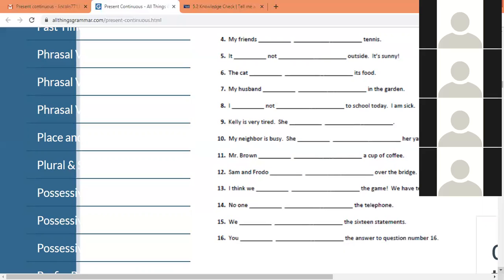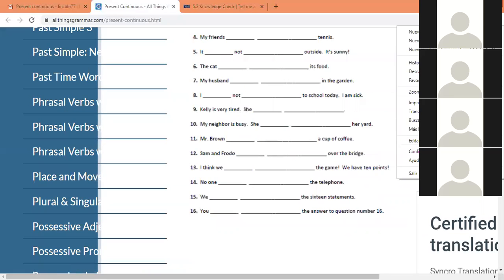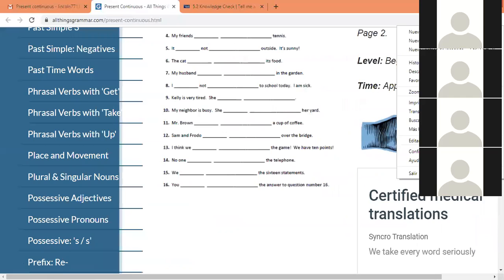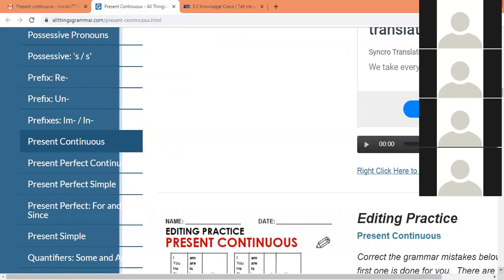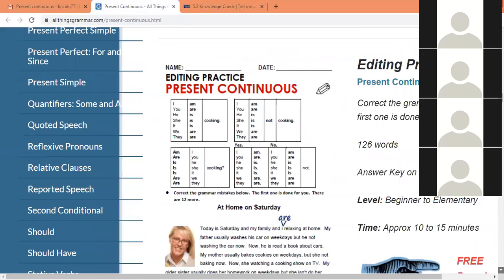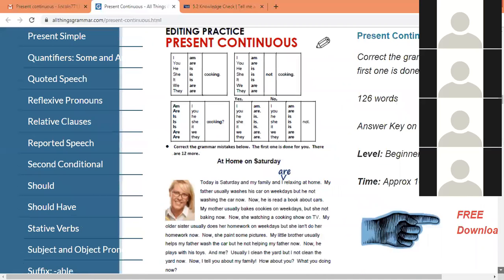You are practicing the answer to question number 16. Okay, great. Do you understand present continuous, people? Yes, teacher. Okay, do you have any questions? No more questions. No, okay.